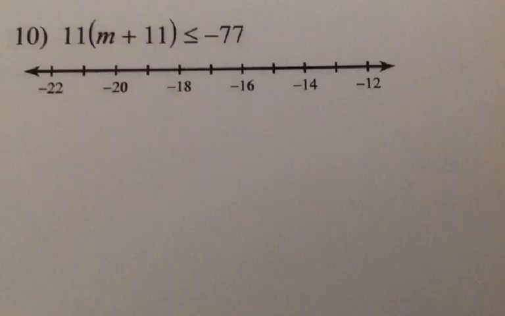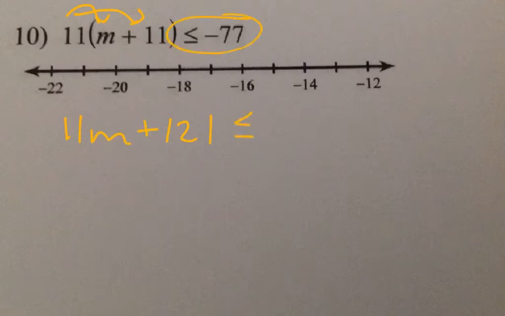What about this one right here? Well, I need to distribute first, right guys? Whenever you see parentheses, you've got to distribute first. So I'm going to do 11 times m and get 11m. 11 times 11 is plus 121. It's still less than or equal to negative 77. Does everyone understand? All I did was the distributive property, just cleaning up a little bit. Now I'm ready to solve.